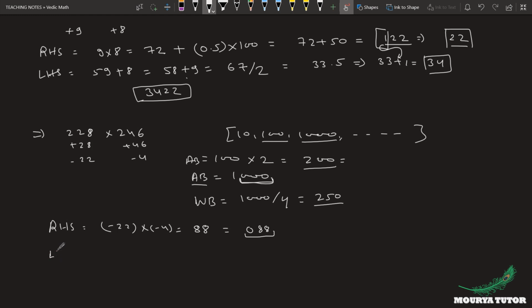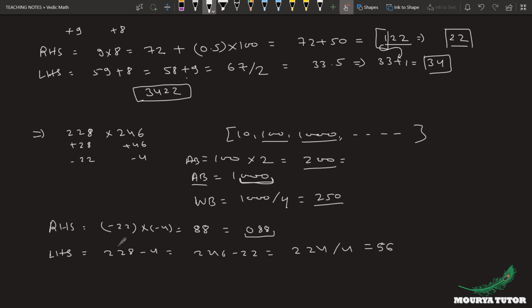Alright, now let's find out the LHS. Either you can subtract 228 minus 4 or 246 minus 22, you will get 224. Correct. Now we need to do the same thing as we did with the actual base. So divide it by 4, you will get 56.